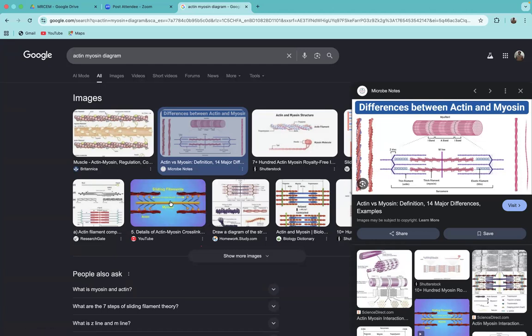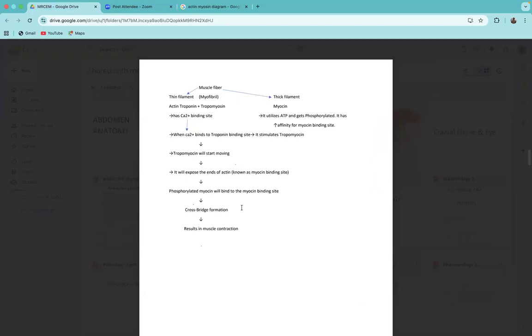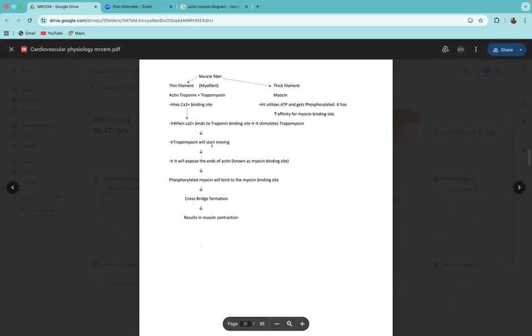And these are the details. This video you can see if you go through YouTube, right? So for us and for our exam, the binding of the actin and myosin and the occurring of muscle contraction is very important. And if you go through this schematic diagram, you will be more than prepared for that.